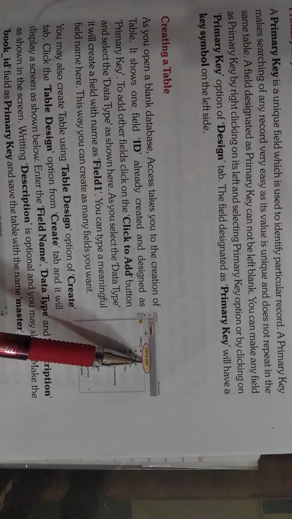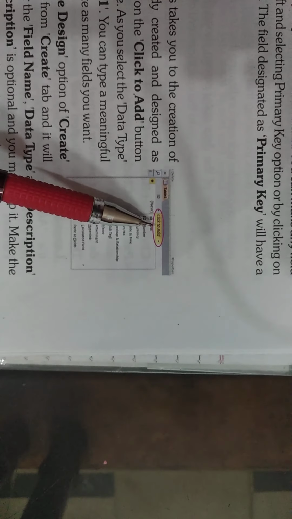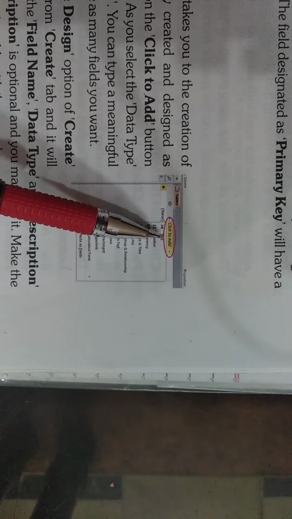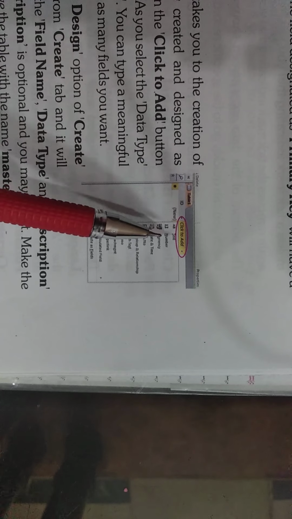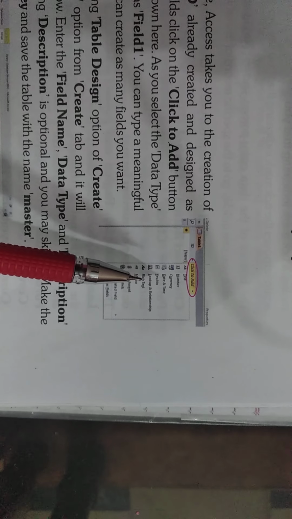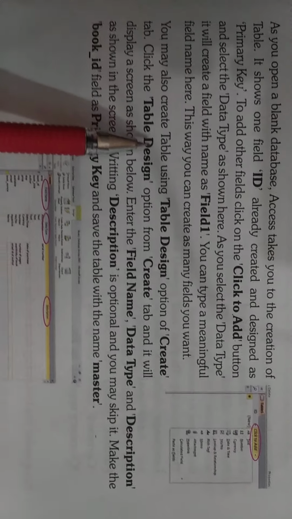Here, click to add. As you can see, when you double click here on the click to add, you can add a field name here. It will create a field and the name you can give with your own choice. A meaningful field name you can give here. Okay, so you may also create table.